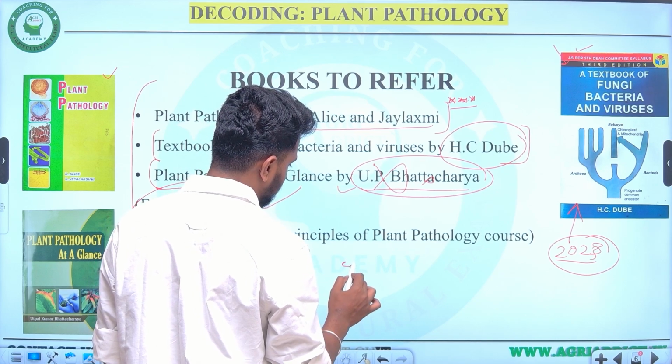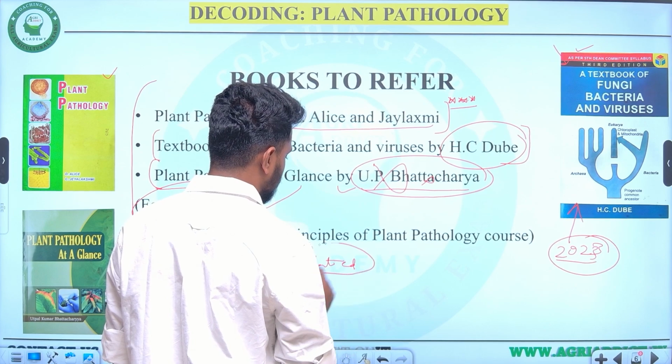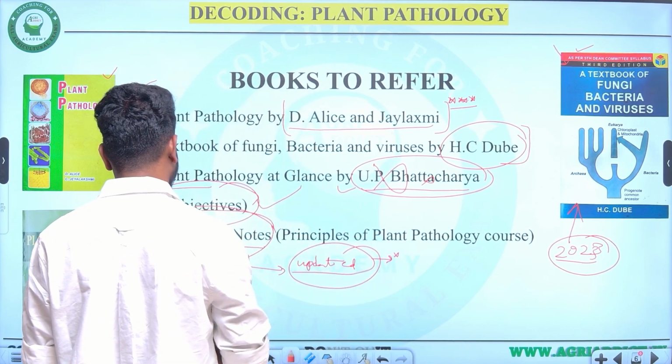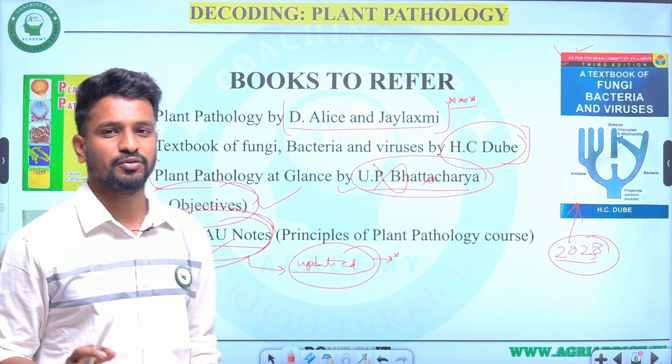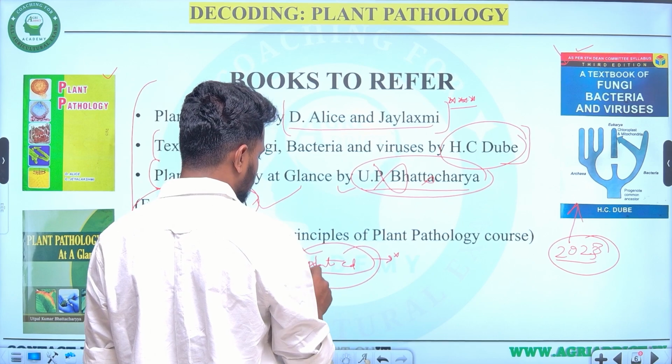When it comes to the classification, when it comes to the taxonomy, things are not clearly updated. So that is the one problem with this. Other than that, this note is also the best for preparing for the ICAR PG exams. So wherever the content is not updated, you have to skip those parts.